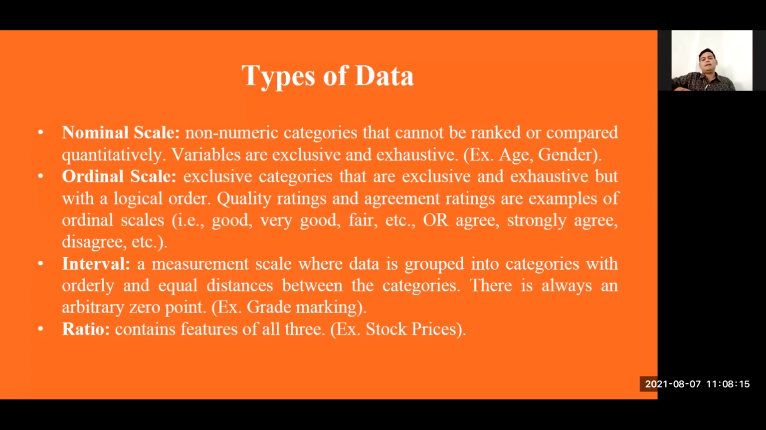So basically, if I need to divide the entire data for research, I will divide it into 4 categories. First is nominal data, second is ordinal data, third is interval data, and fourth is ratio data. One by one, we need to understand what is nominal data, what is ordinal data, what is interval data, and what is ratio data. So let's start with the nominal scale data. What is nominal scale data?